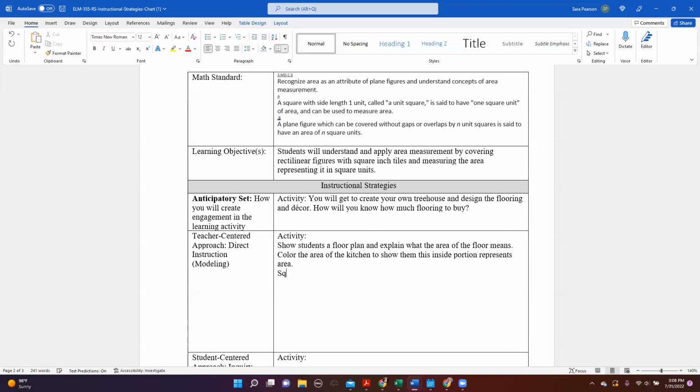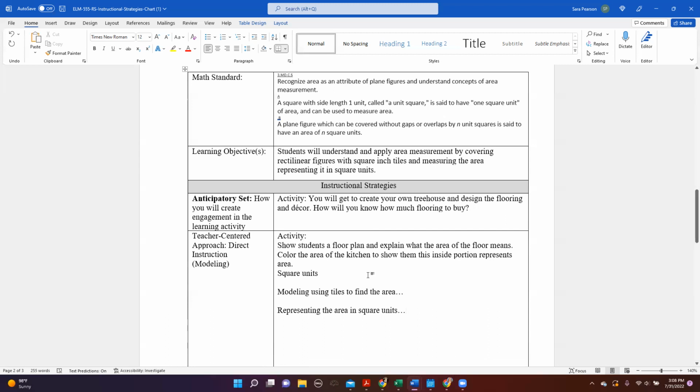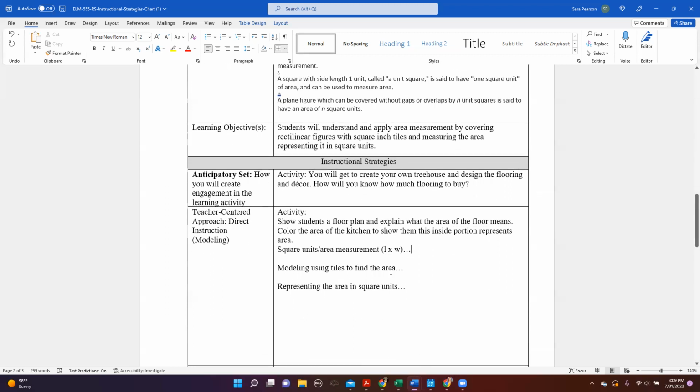And then I'll talk about square units. I'll talk about modeling. I'm using tiles to find the area. And then I'll talk about representing the area in square units. And this one is square units, meaning area measurement. We have length times width, so it makes a square. So I'll go into all of these things and how I'm going to model it.